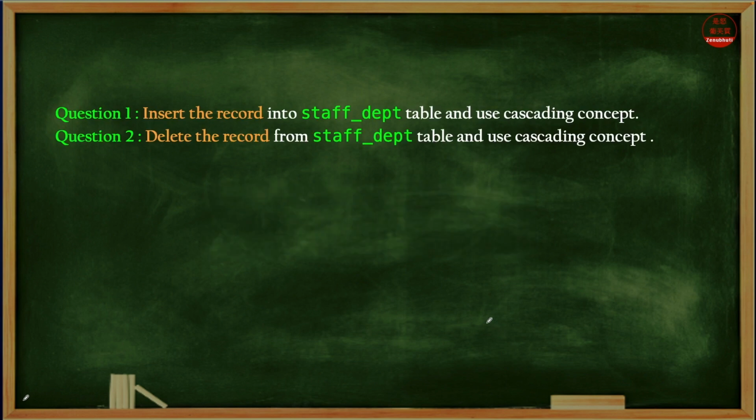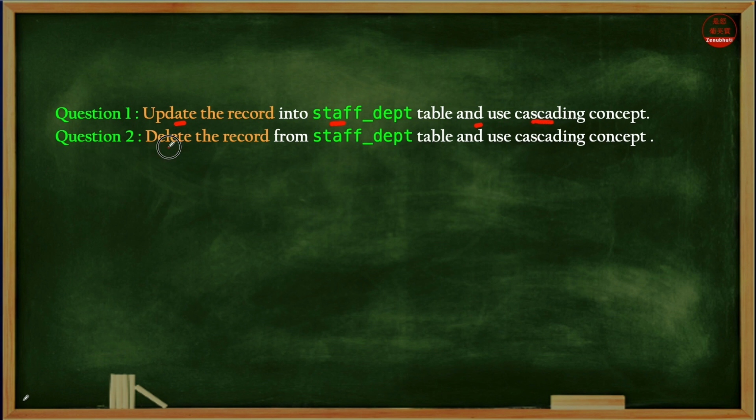Now exercise. Question number 1 says, update the record into staff department table and use cascading. The question number 2 says, delete the record from staff department table and use cascading concept.